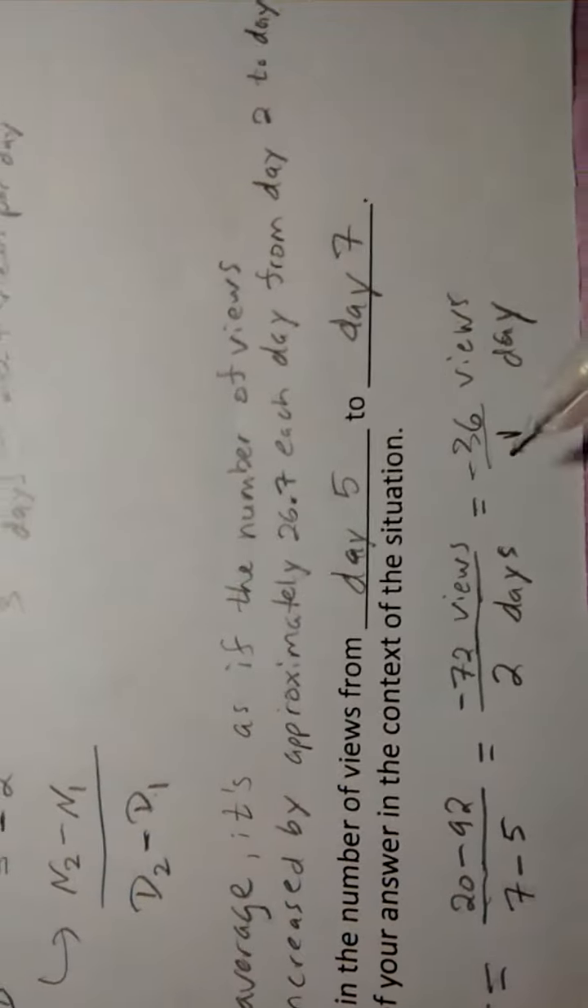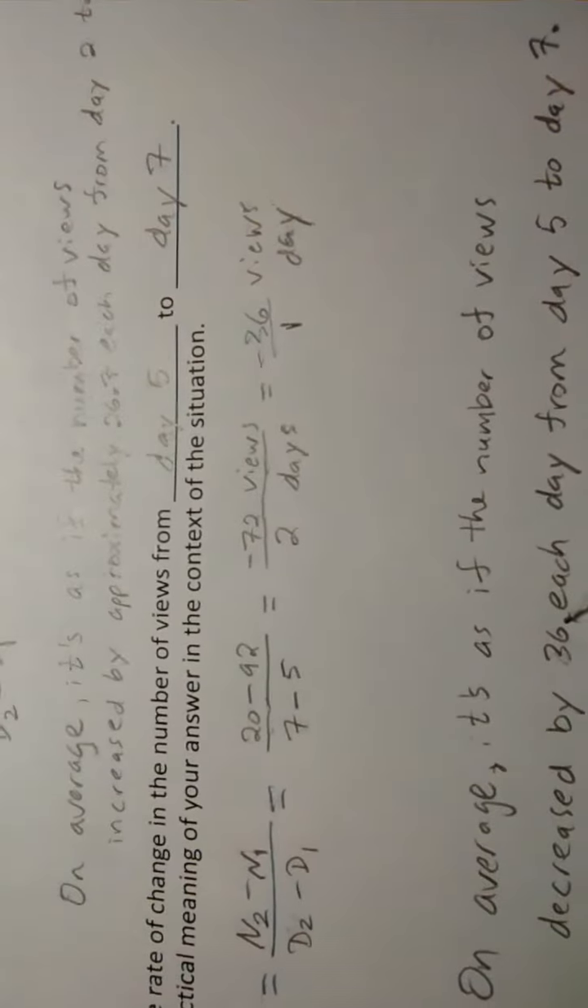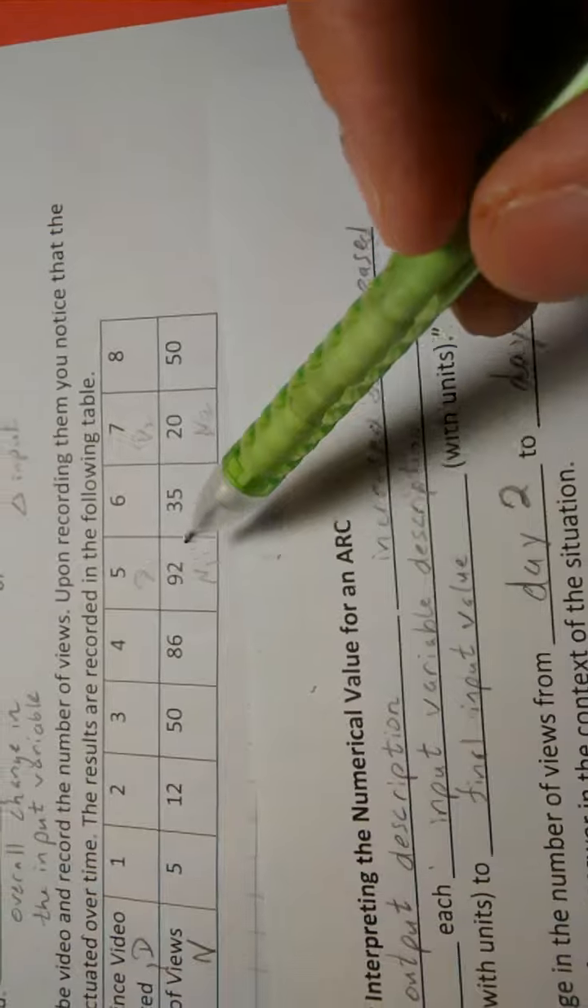So hopefully you wrote something like this to interpret this negative 36. On average, it's as if the number of views decreased, that's the negative, by 36 each day from day 5 to day 7. I just want to emphasize that this did not literally happen. It didn't decrease by 36 each day. It was something different. But on average, it's as if that occurred. So that is a good, solid question.